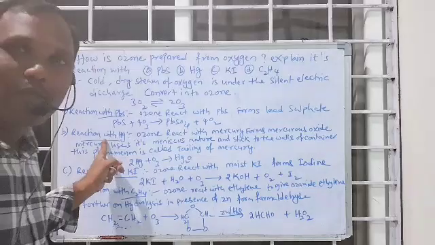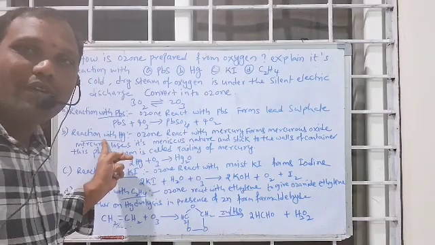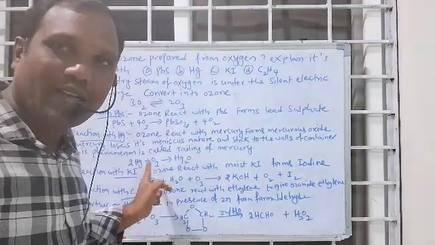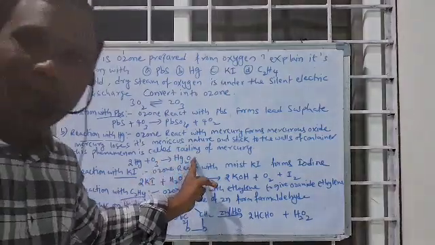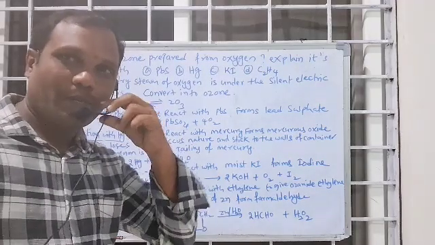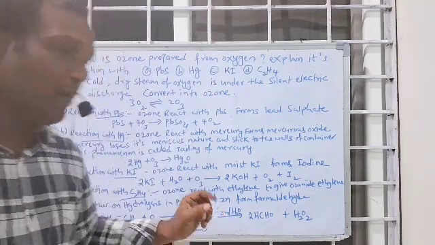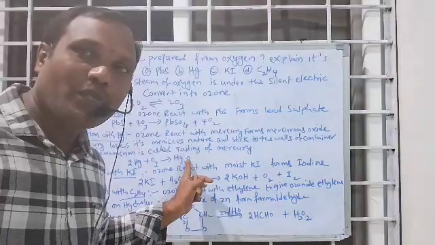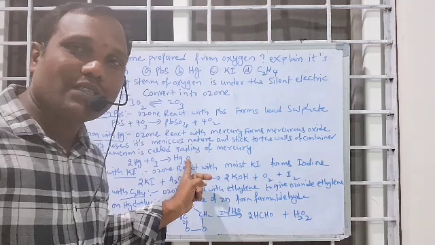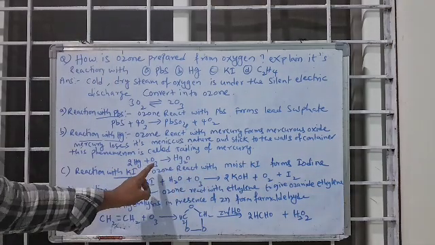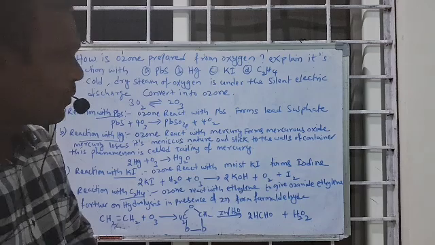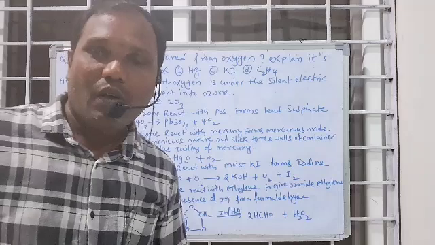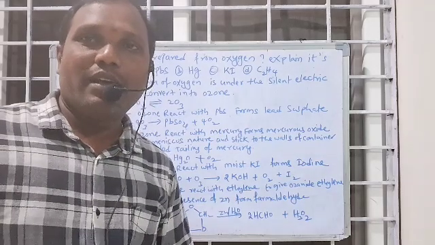Now another reaction. Reaction with mercury. Very simple. Mercury reacts with ozone to form mercurous oxide. Once again, ozone reacts with mercury to form mercurous oxide. Look here, simple reaction: 2Hg plus O3 gives Hg2O plus O2. Oxygen is liberated.